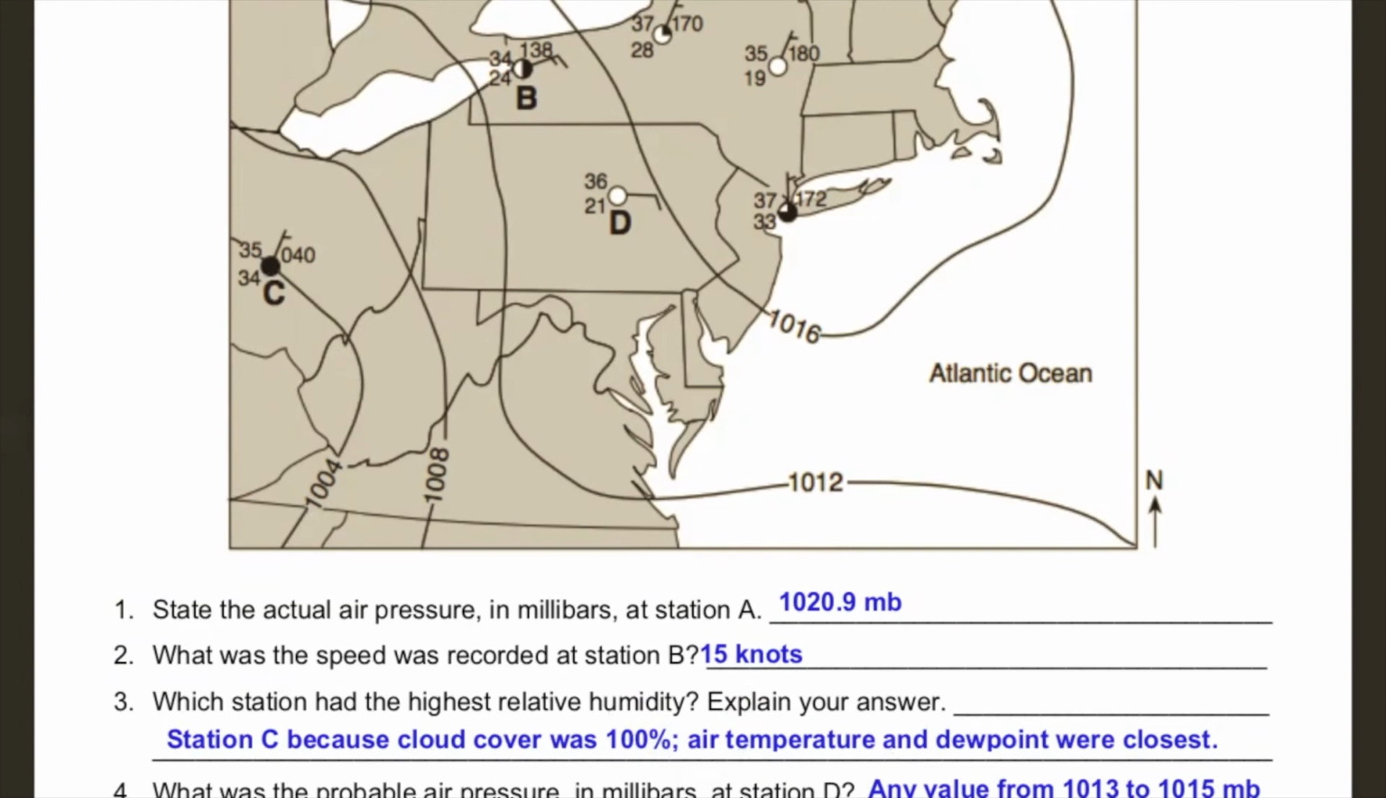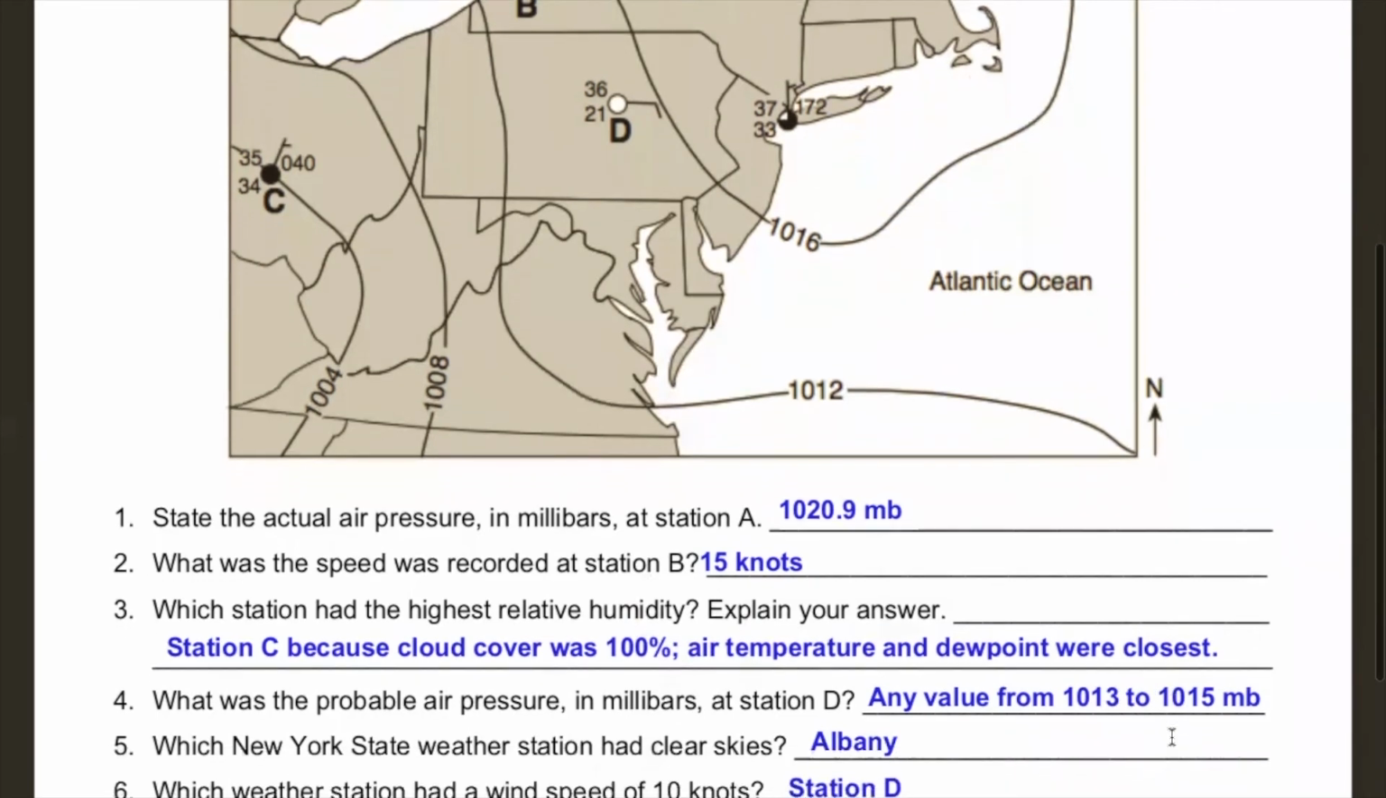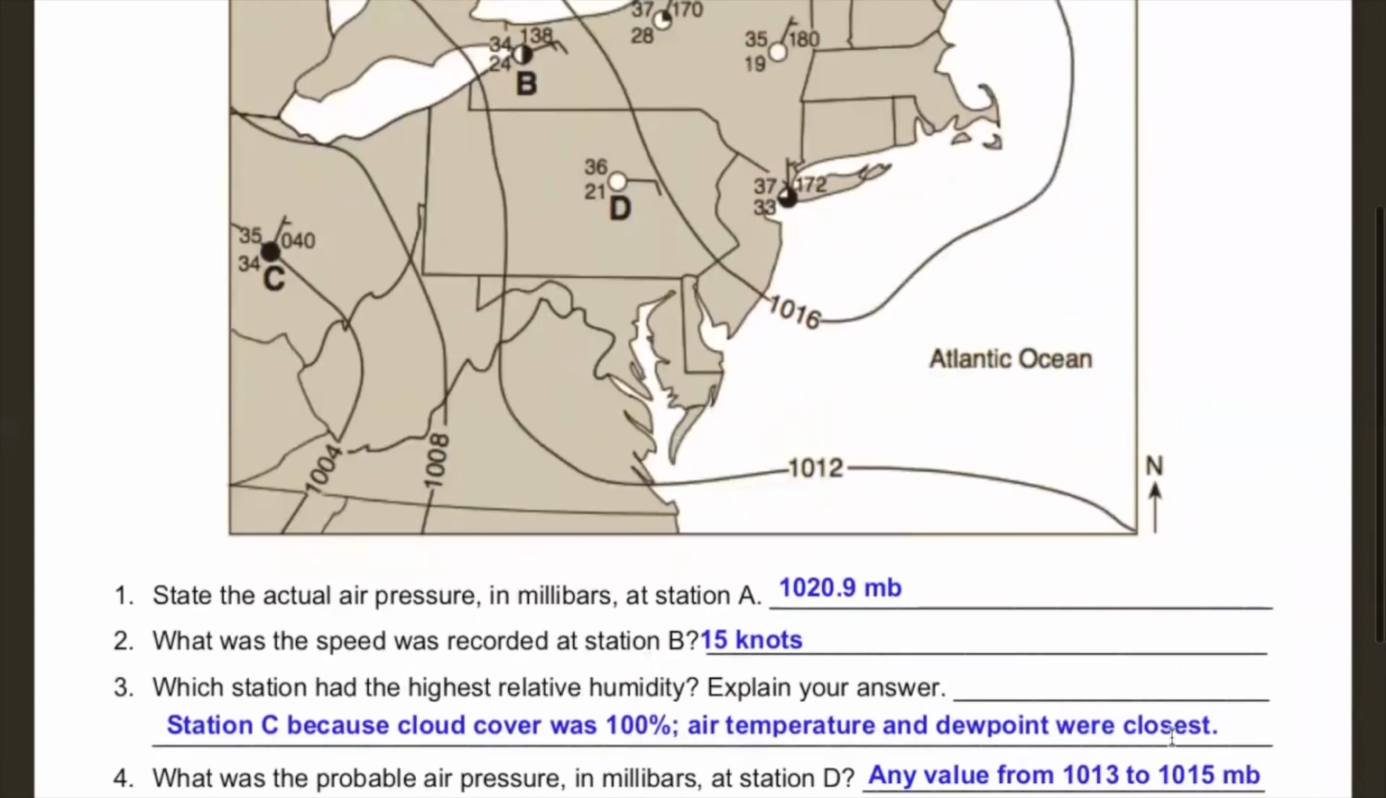Okay? What was the probable air pressure in millibars at station D? So station D right here. It's in between the 1012 and 1016 millibar. So I would accept anything between 1013 and 1015. You should know how to do that because of your contour line practice. I would not accept 1012 because it is not on this line, and I would not accept 1016 because it's not on this line. Okay, it has to be between. So 1013 to 1015.